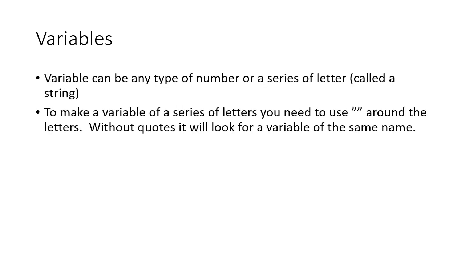A variable can be any type of number or a series of letters. A series of letters is called a string. So it automatically knows if it's going to be a float or an int based on what you've typed in after it. To make a variable a series of letters, you need to use quotes around the letters. Without quotes, it will look for a variable of the same name. So if you have a variable called Mike, if you put just the word Mike in without quotes, it'll look for the variable called Mike. If you put it in within quotes, it's just the word Mike.